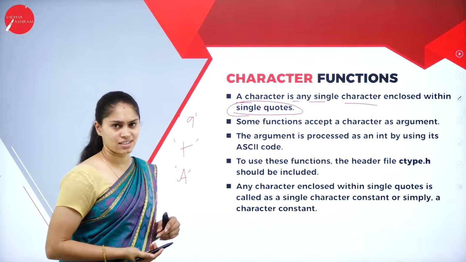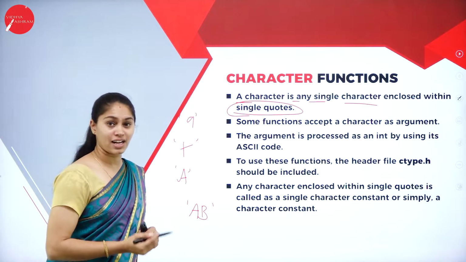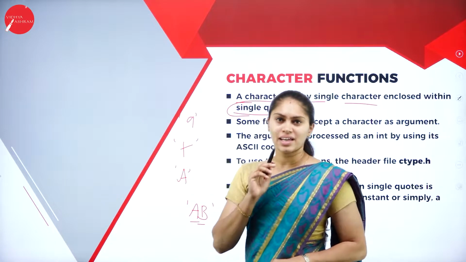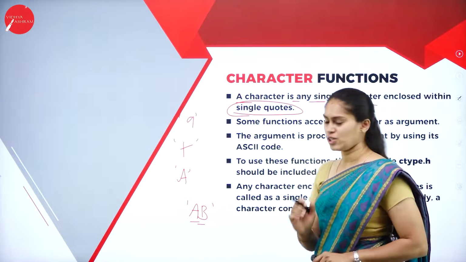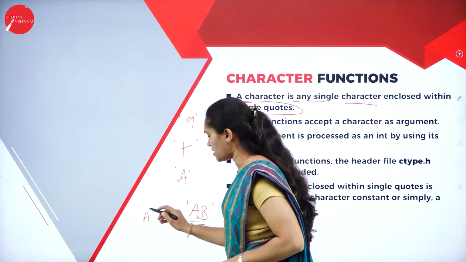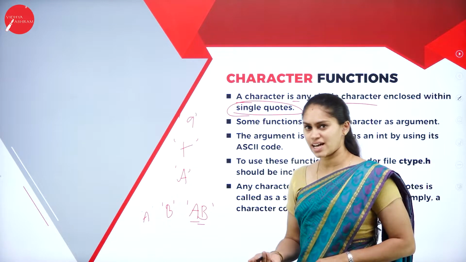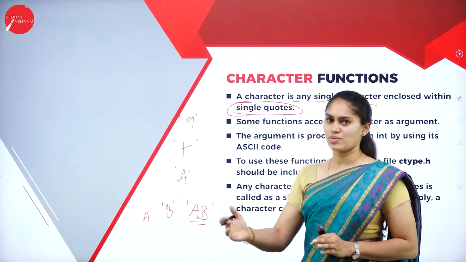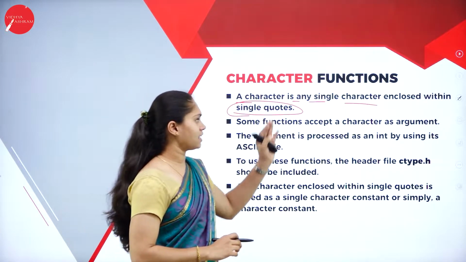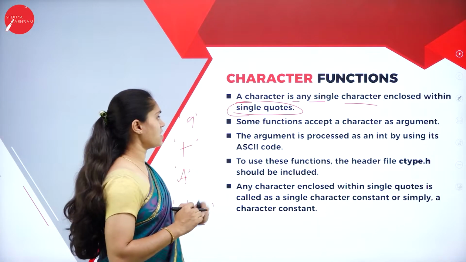So can I take this as an example then? 'AB' in single quotes. No, we can't take it. Why? Because here we have two characters. I can take only one character as a character value, and that needs to be enclosed between single quotes. If I want to take this, it has to be separated, so I take 'A' and 'B'. Those will be considered individual characters, A as well as B. So a character is nothing but a single character enclosed in single quotes. That is the definition of a character.